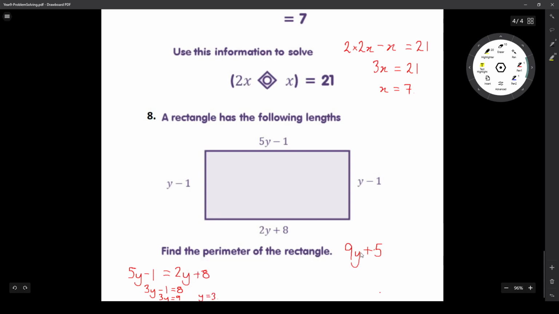So if we go back to this expression for the perimeter, we've got 9 times 3, add 5. So the perimeter is 27 add 5, or 32.